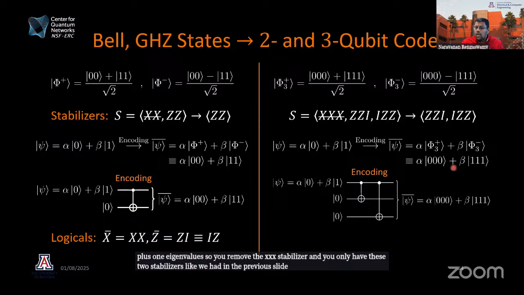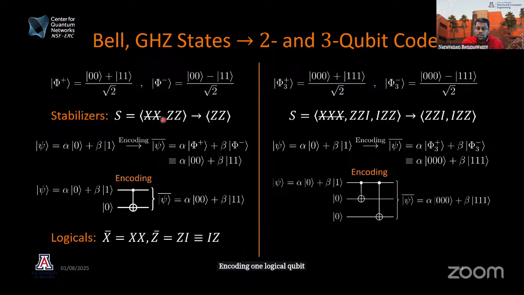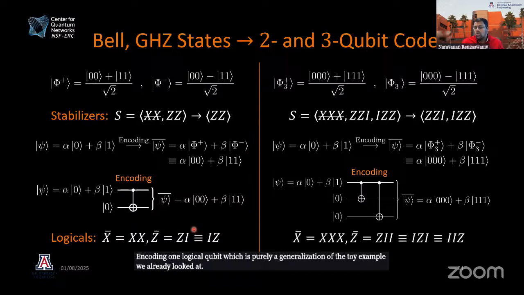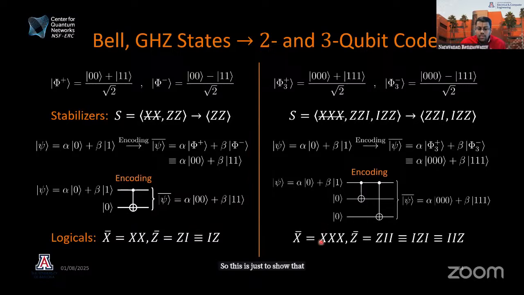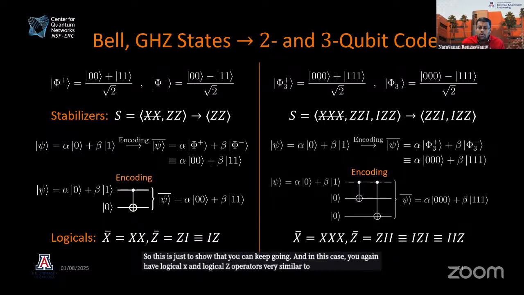And then you get a 3-qubit code encoding 1 logical qubit, which is purely a generalization of the toy example we already looked at. So this is just to show that you can keep going. And in this case, you again have logical X and logical Z operators, very similar to what we did before.